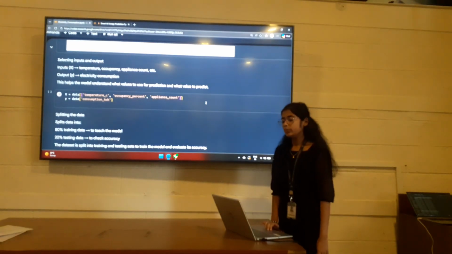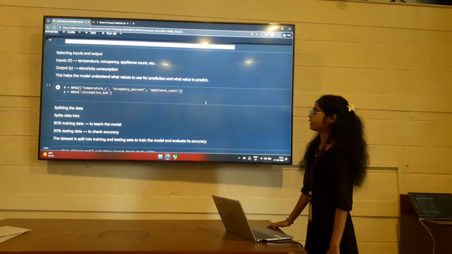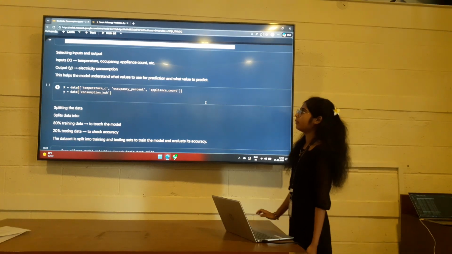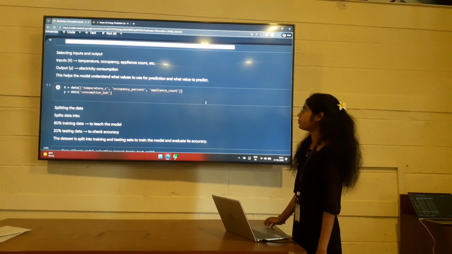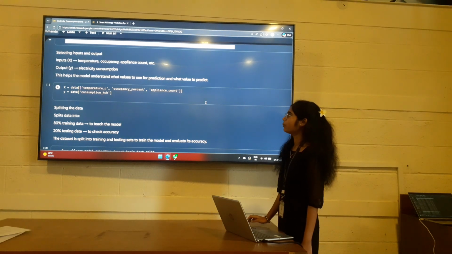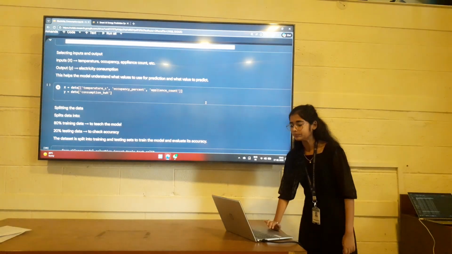Now selecting the inputs and output. Inputs I have taken as X, that is temperature, occupancy, appliance count, etc. Output as Y, that is electricity consumption. This helps the model understand what values to use for prediction and what value to predict.